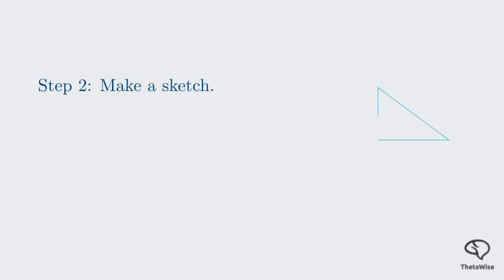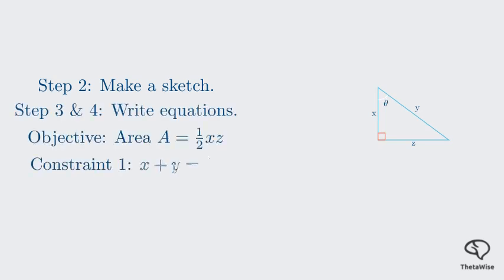Let the vertical side be x, the horizontal side be z, and the hypotenuse be y. The angle between the side x and the hypotenuse y is theta. From the sketch, we have two key equations.